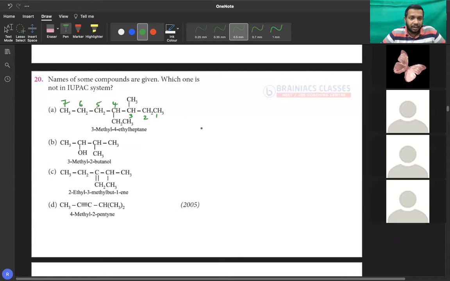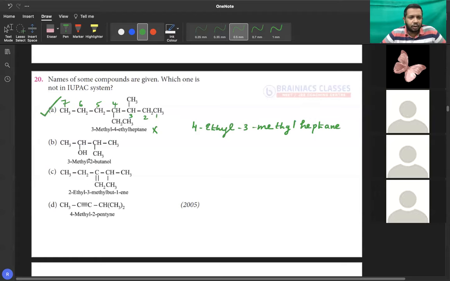And we know that alphabetically, which will come first? Ethyl. So I can say 4-ethyl, then 3-methyl, and the parent chain has 7 carbons, so we say hept, all linked through single bonds, heptane. Here it is mentioned 3-methyl first instead of 4-ethyl, so this is wrong. So this might be the answer.